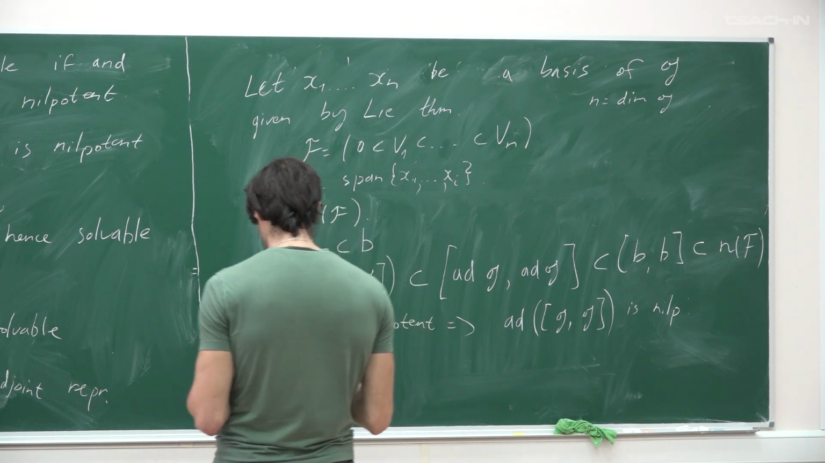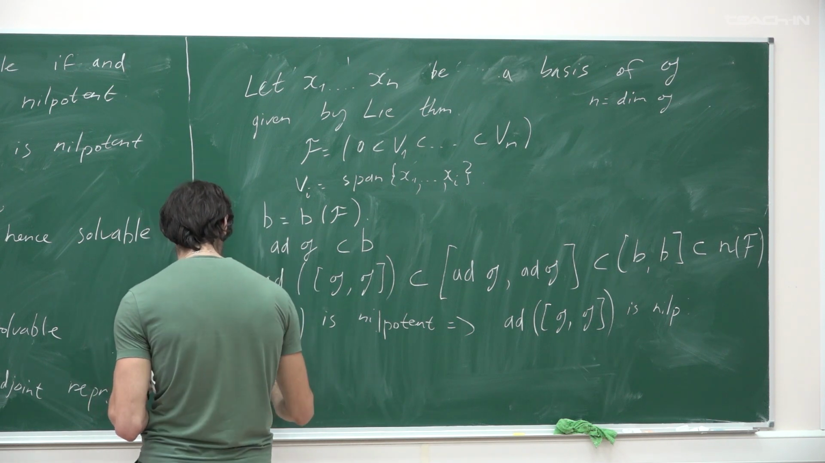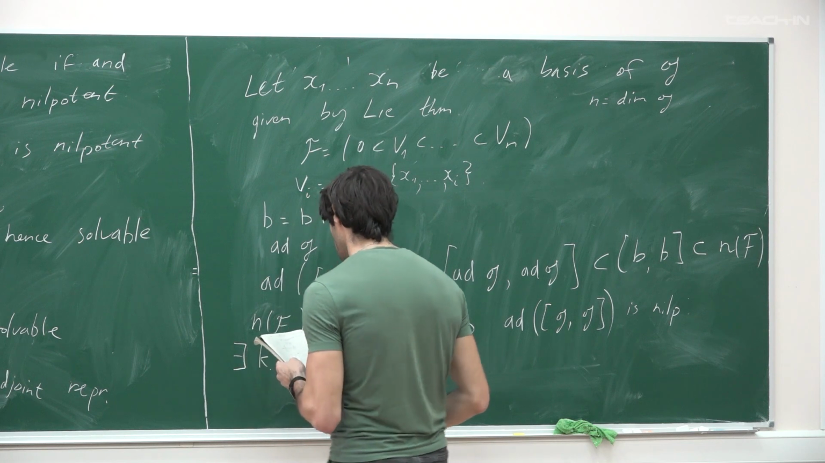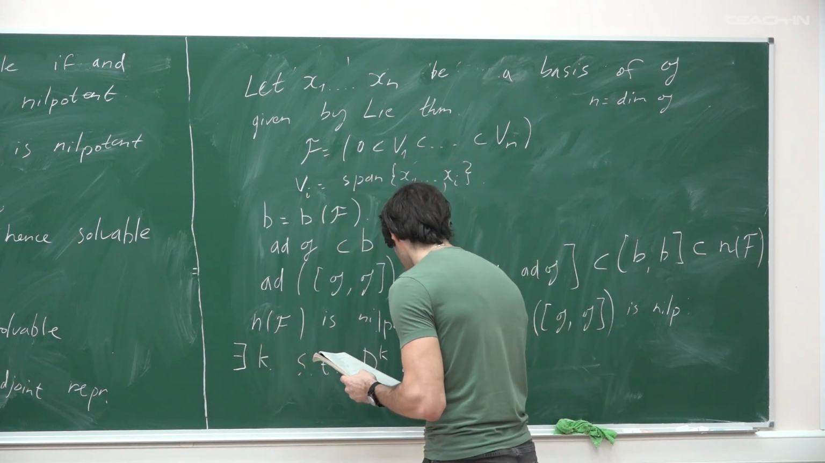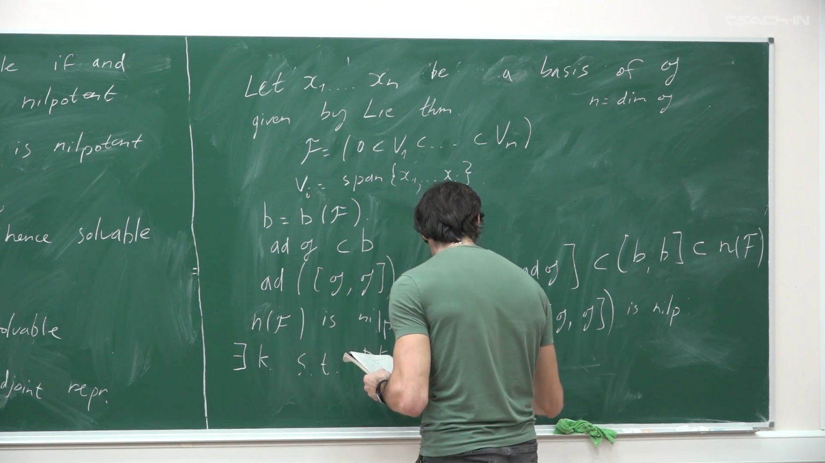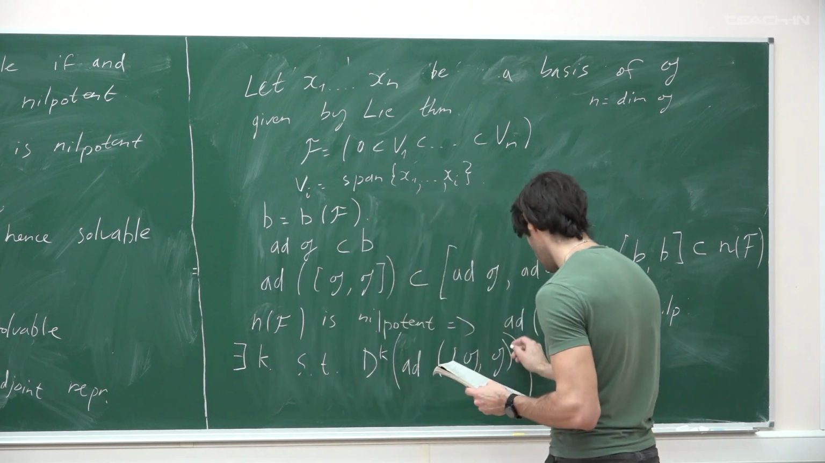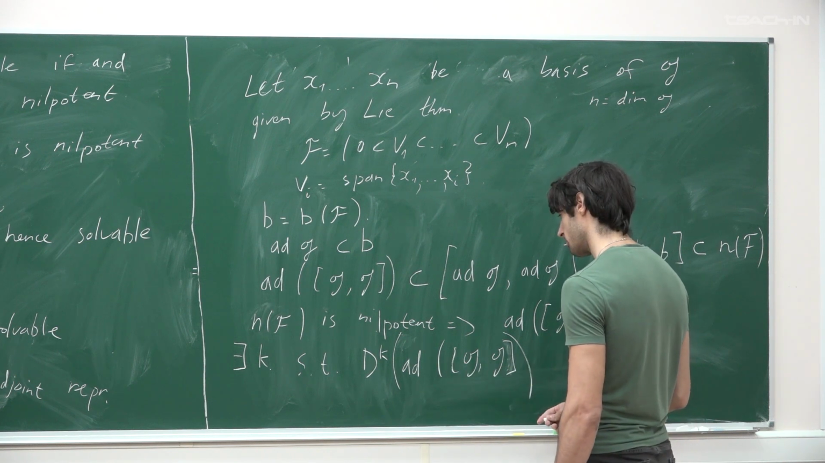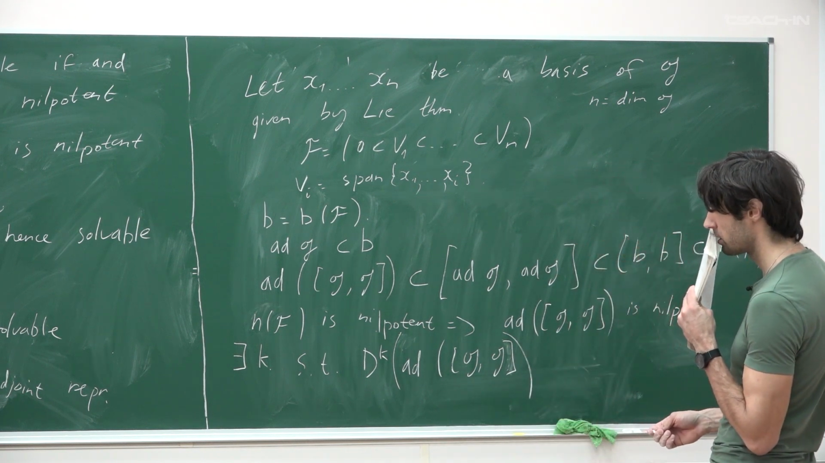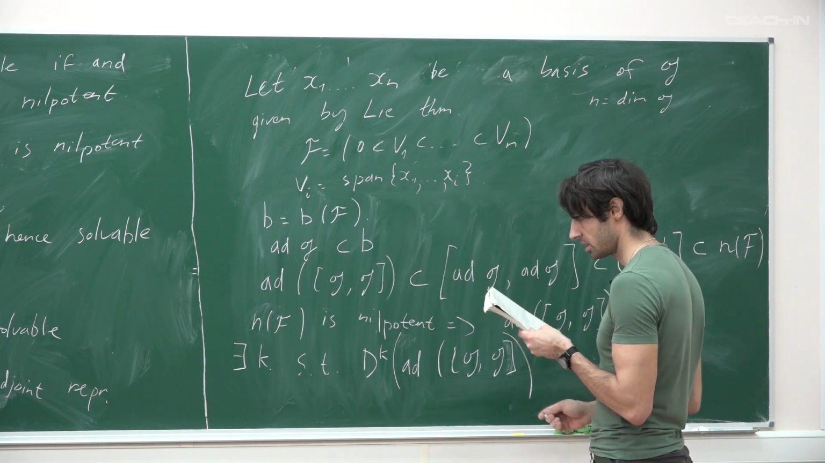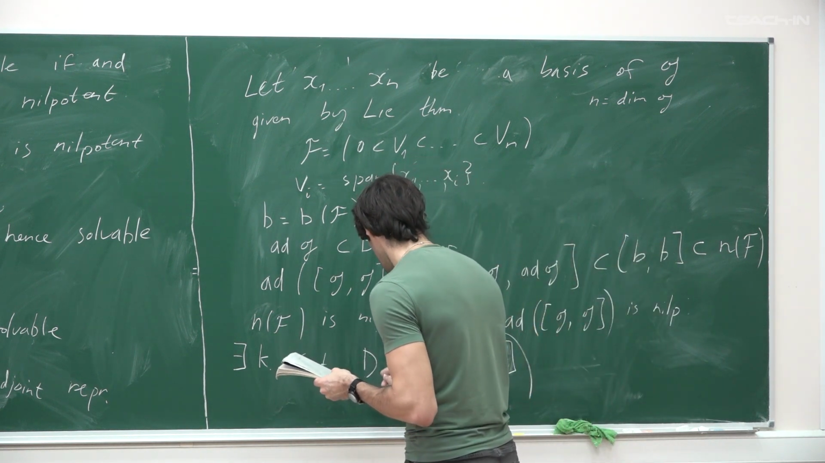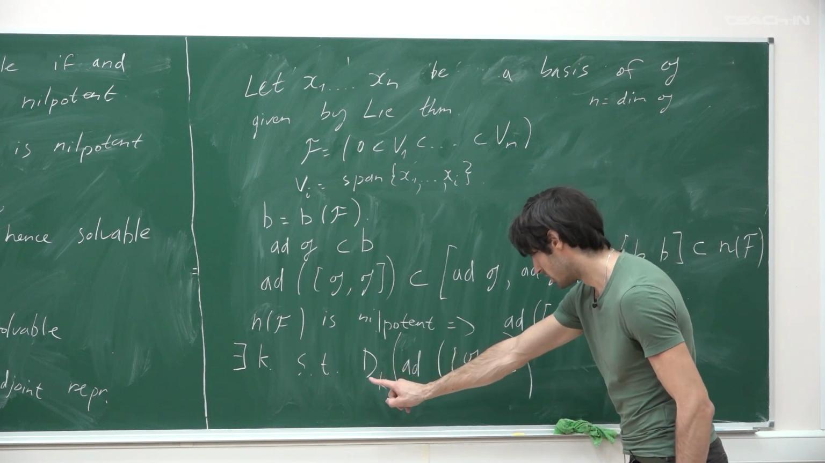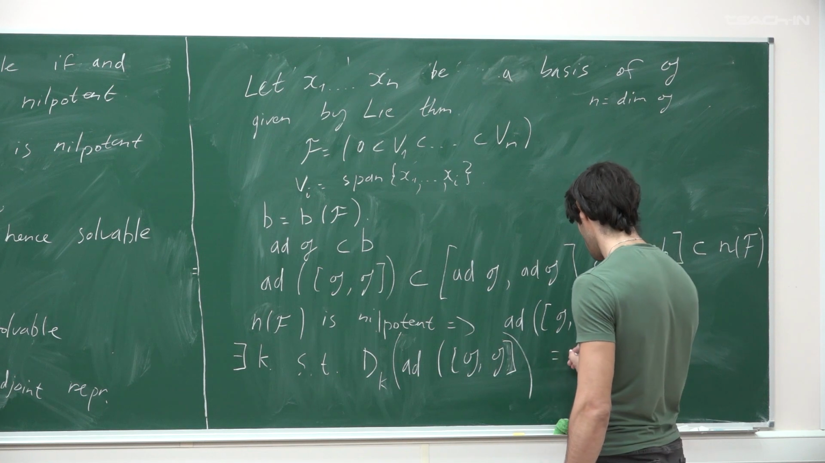So there exists some k such that d_k of ad of g comma g, so d_k of this thing, upper k, is it upper or lower? I think it's nilpotent, right? So I need a lower index here. For nilpotent, it means that a lower central series stabilizes at 0. So this is 0.